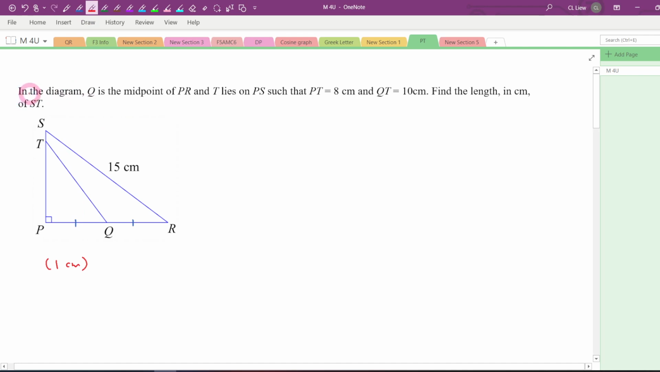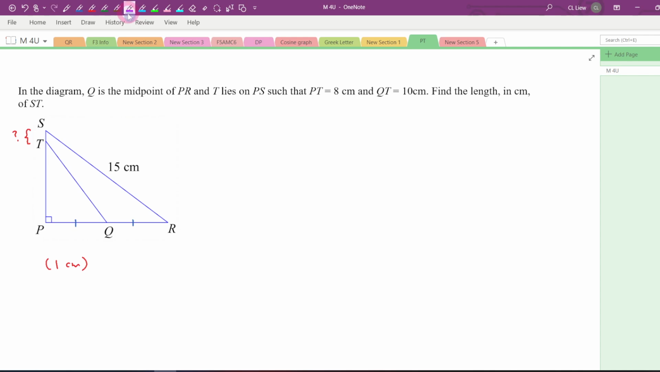Okay, now let's look at these questions in the diagram. Q is a midpoint of PR and T lies on PS such that PT is 8 centimeters, QT is 10 centimeters. Find the length in centimeters of ST. Okay, I want to find the length over here.